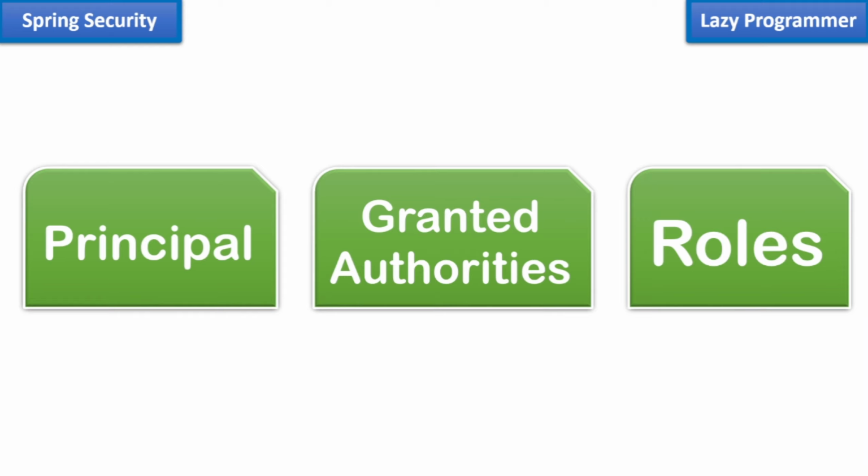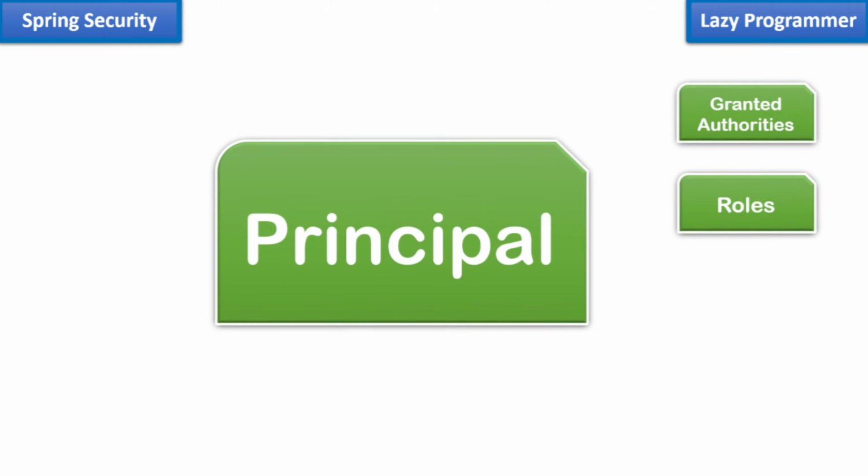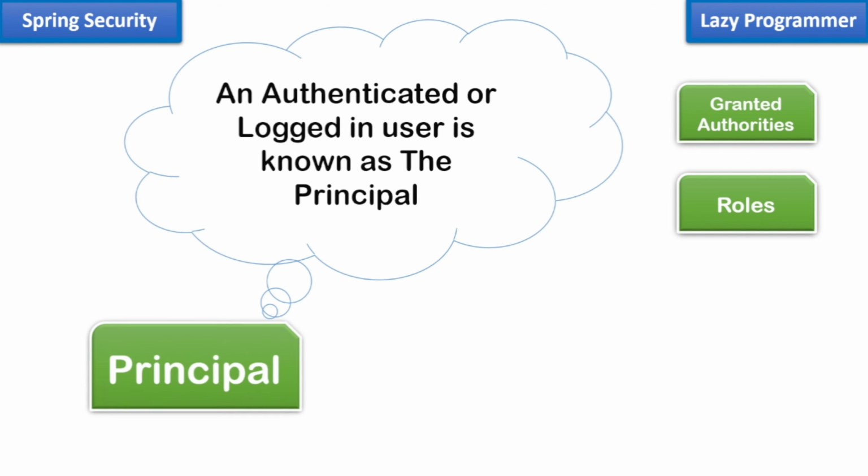Now let's start with principal. We have already talked about how authentication is the process of identifying a person who is trying to access the application. The entity we receive after authenticating a user is known as principal, or in simple words, an authenticated or logged in user is known as principal.